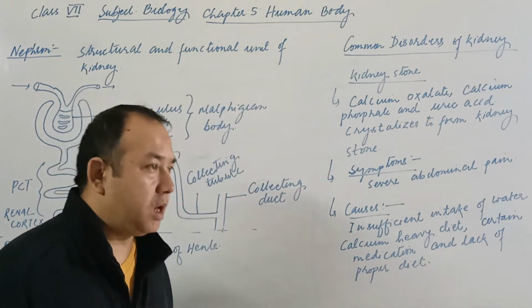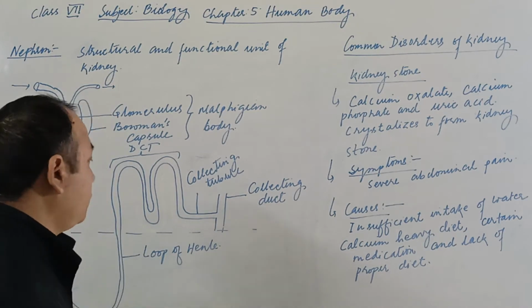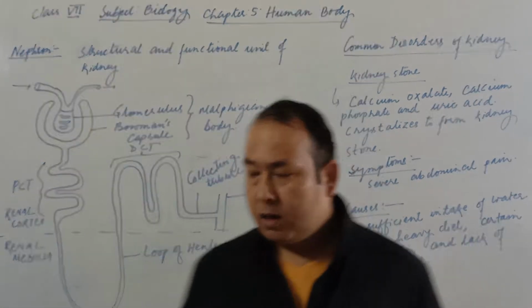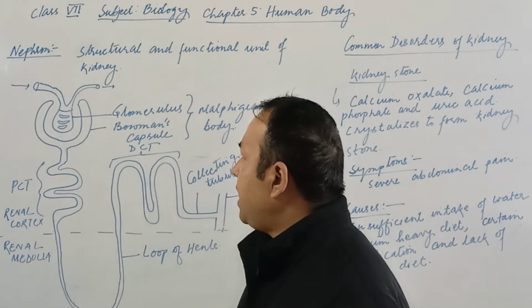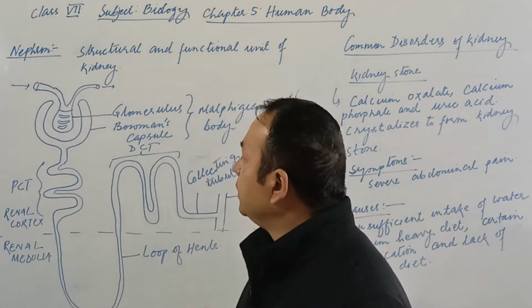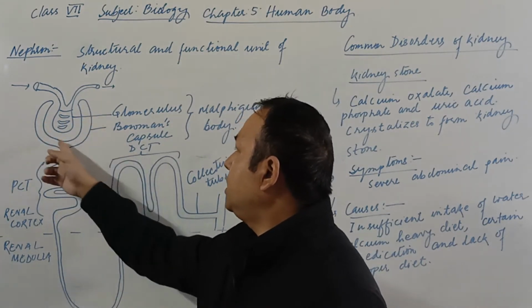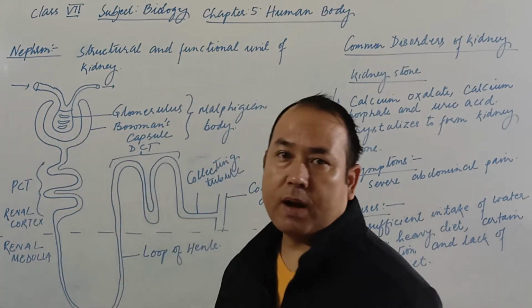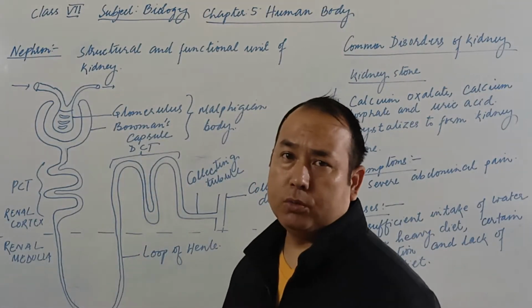Now let us know briefly about the structure of this nephron. As you can see, I have drawn the figure of nephron. This nephron consists of a cup-shaped structure. As you can see, a cup-shaped structure. The starting part of the nephron is a cup-shaped structure, which we call as Bowman's capsule.